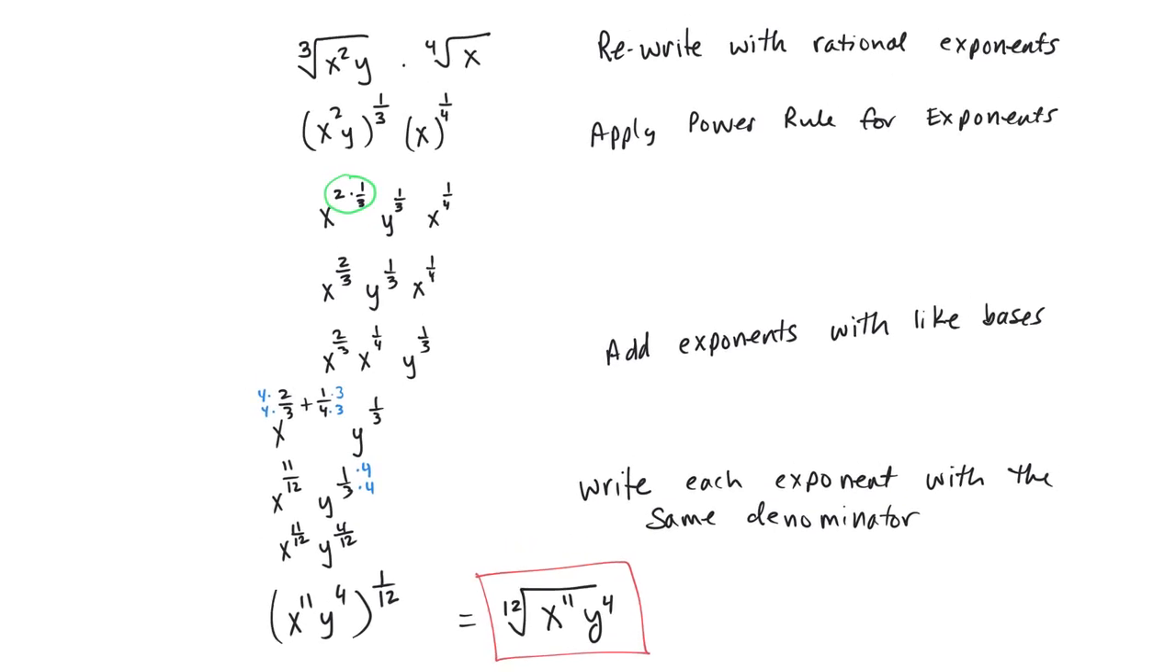Okay, so let's see what we did here. If we have different indices, then we cannot apply the product property of radicals. So instead we rewrite with rational exponents. Then we apply the power rule, add exponents with like bases, and then at the end we want to get the same denominator so that we can factor out that fractional denominator and then rewrite in radical form.